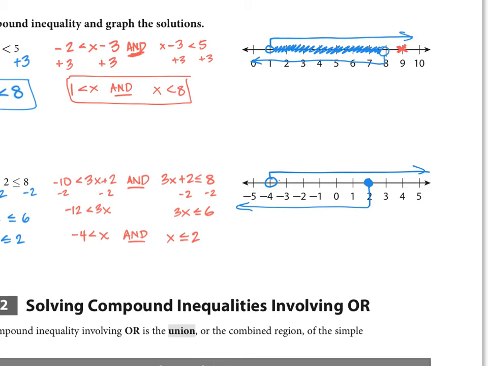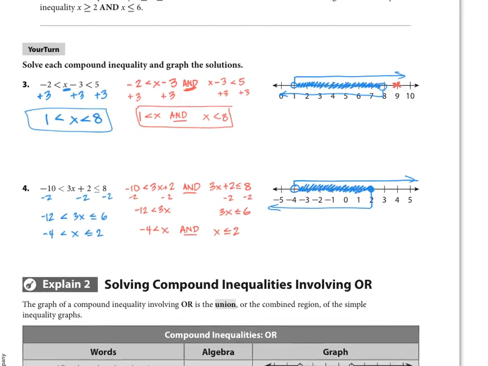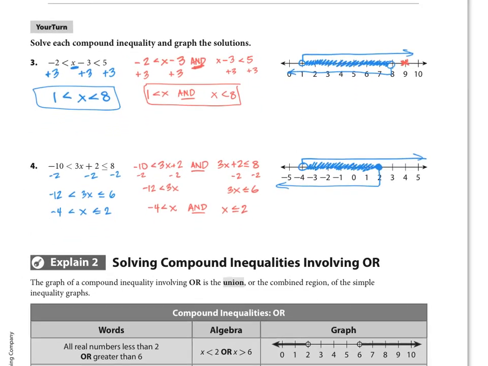Because I'm using the word "and," I need it to satisfy both inequalities at the same time. So it's going to be everything between negative 4 and negative 2. It's also going to include negative 2, because think about this: negative 2 is bigger than negative 4, but it's also less than or equal to negative 2. And there is the work using the word "and."